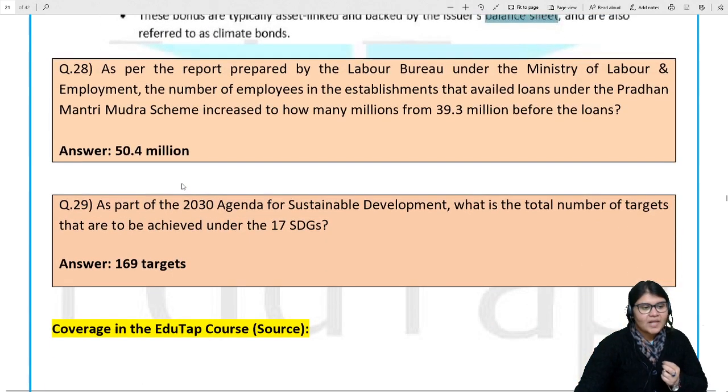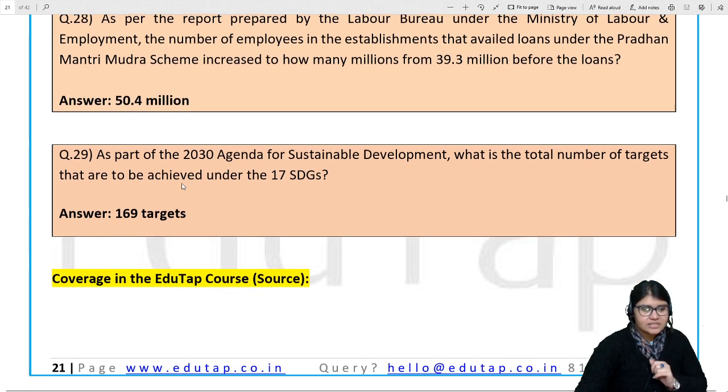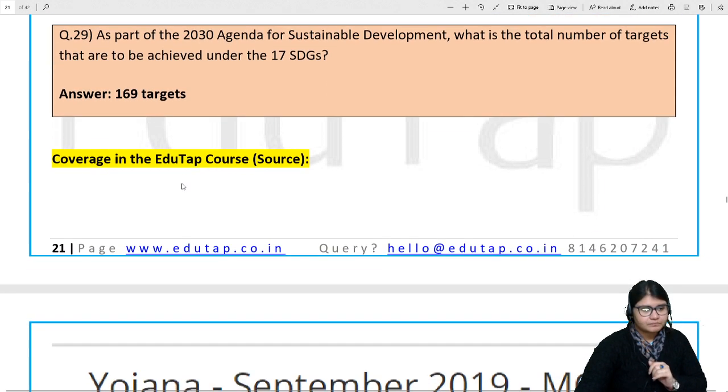So next, as per the report prepared by the Labour Bureau under the Ministry of Labour and Employment, the number of employees in the establishments that availed loans under the Pradhan Mantri Mudra scheme increased to how many millions from 39.3 million before the loans? And the answer is 50.4 million.